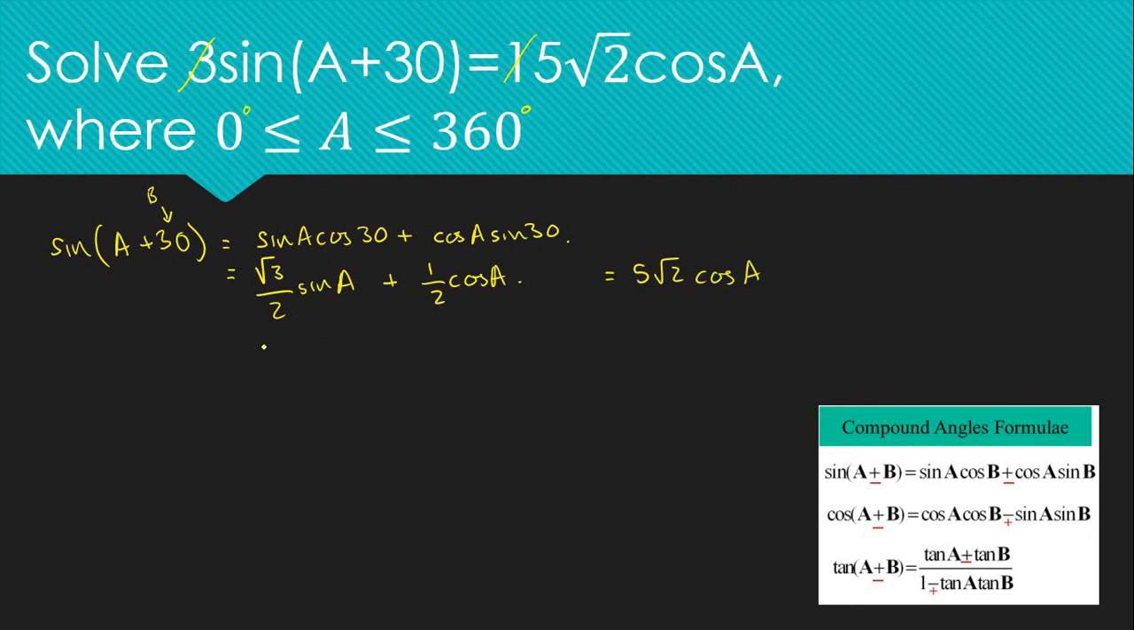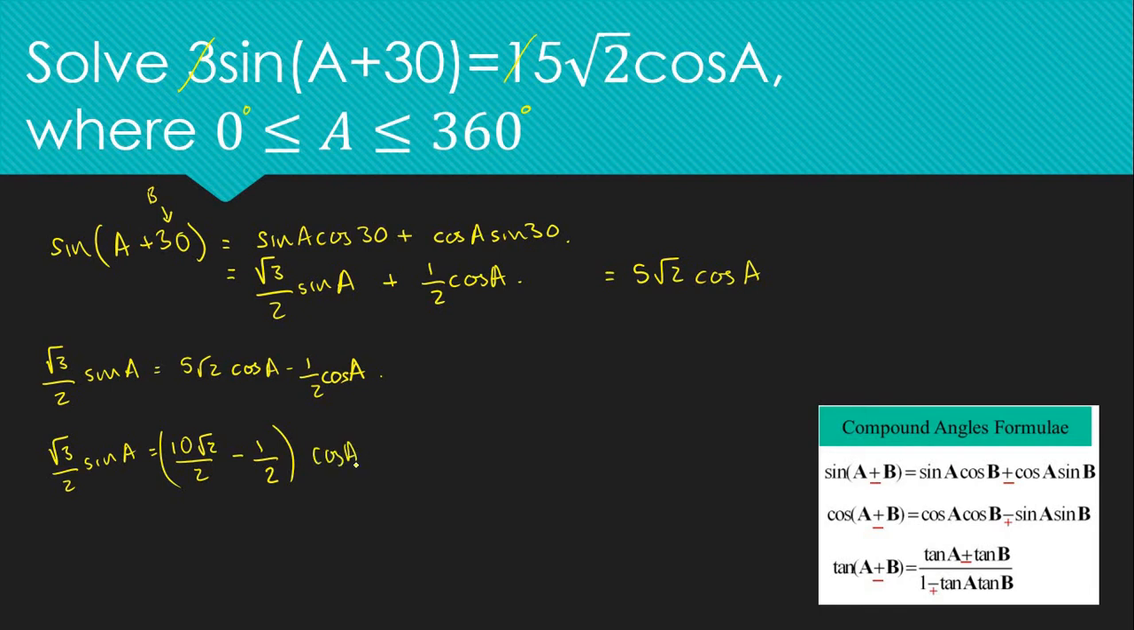Now what we're going to be trying to do is get the cos terms on the same side as each other, so I'm going to have root 3 over 2 sine A equals 5 root 2 cos A subtract 1/2 cos A. Now I find it just that little bit strange that this doesn't have a denominator. I find that a little bit annoying, so we're going to tidy that up as well. We'll get root 3 over 2 sine A equals 10 root 2 over 2 minus 1 over 2 cos A.